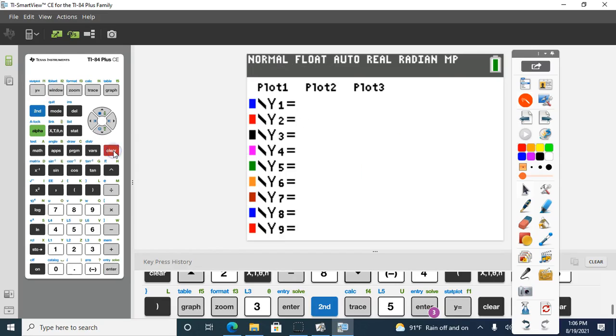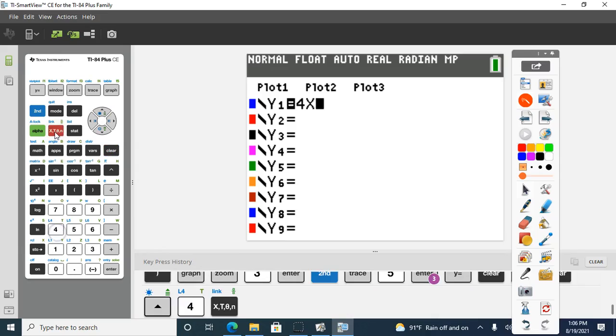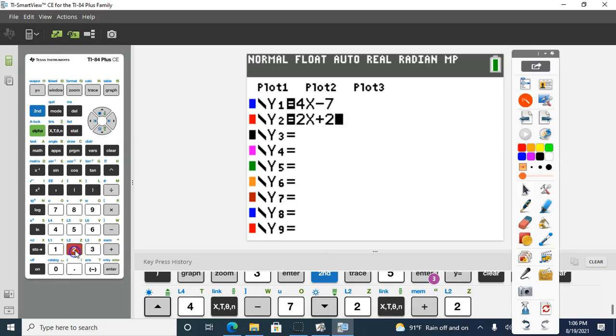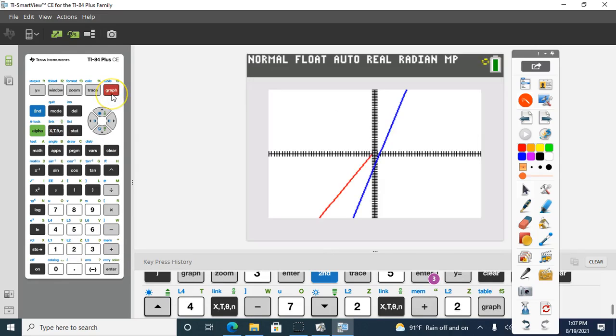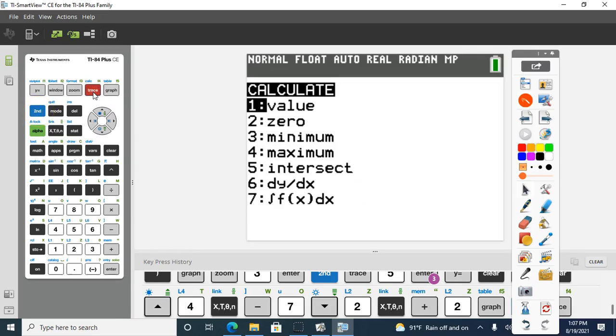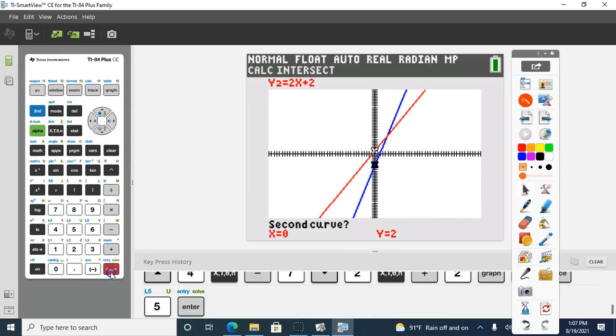The next one, which is 14. The left side is 4x minus 7, and the right side is 2x plus 2. Graph. Do they intersect? Yes. What do you put if they don't? No solution. If they're parallel lines, you put no solution. So these do intersect. So again, second, trace, number 5, enter, enter, enter.